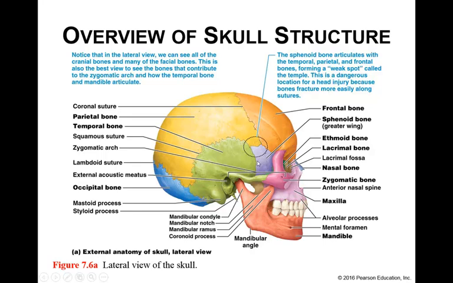You can also see the greater wing of the sphenoid bone. You can see a nice picture of the L-shaped zygomatic. You can see the ethmoid, a little piece of it, and the lacrimal, and of course the little piece of the nasal. You can see the maxilla, which is your upper jaw, pretty well. You can see the mandible very nicely. And so anyway, you can see a lot of those side features really well from this view.